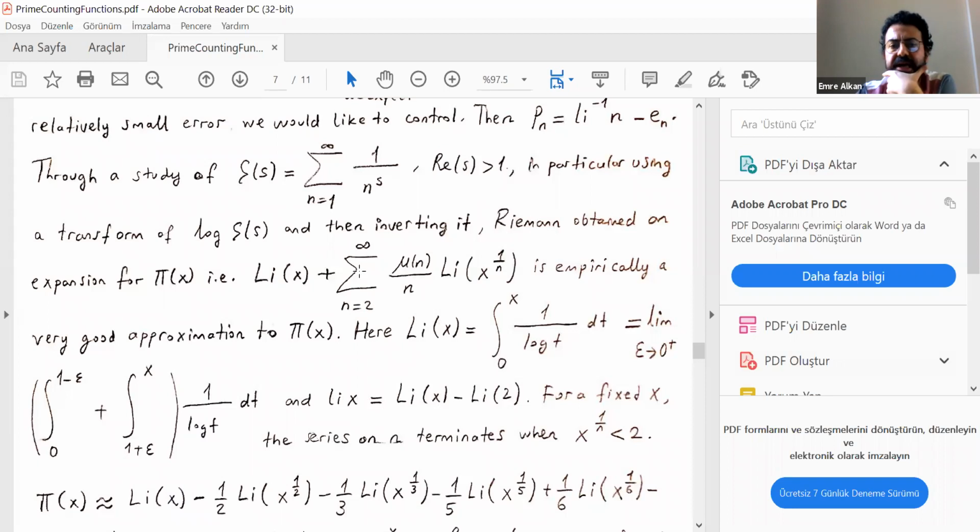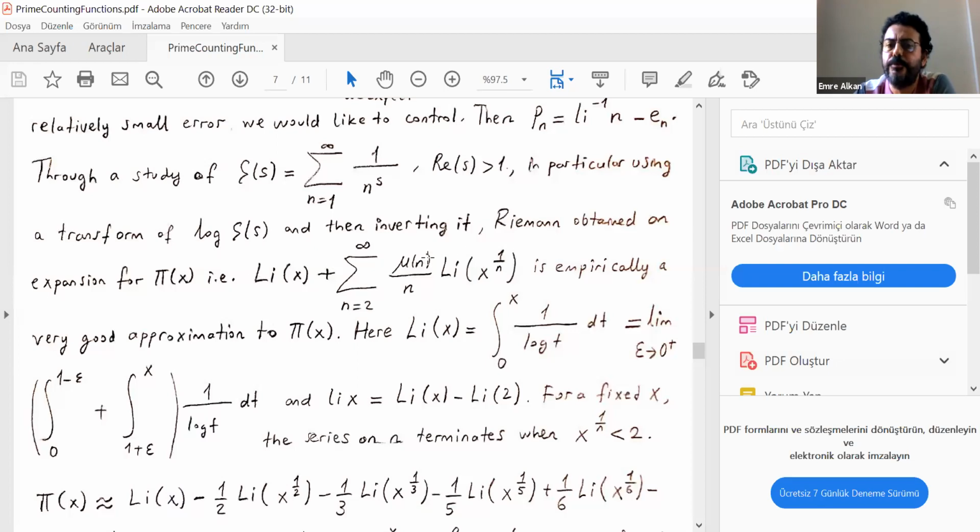Now, as you can see, this looks like a series, but indeed there are finitely many terms again here, because the series on n terminates as soon as this number is less than 2. So the terms are insignificant then, so they become 0. There are logarithmically many terms in the sum, so the number of terms here is not large. It's just logarithmic. So really you can test Riemann's empirical formula.